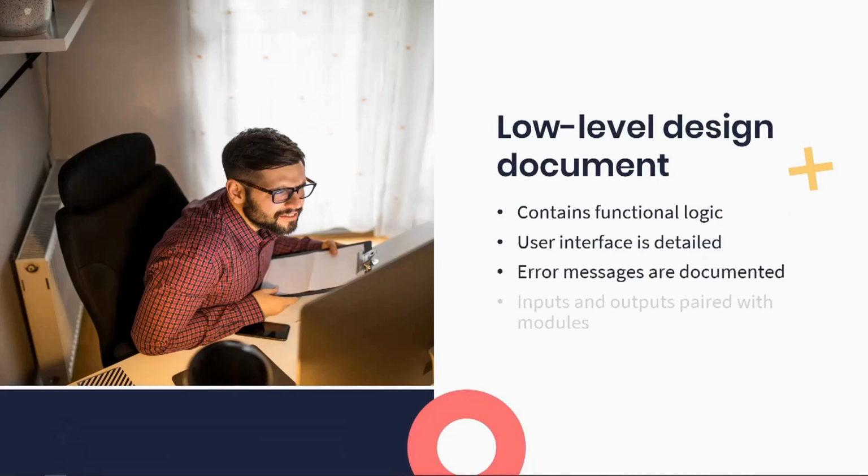The inputs and outputs that we gathered in the first stage are paired up with the modules that will be handling them and documented as necessary. The high-level and low-level design documents will be the base on which the actual code is written and tested. These documents also extensively reflect the user's requirements and scope.